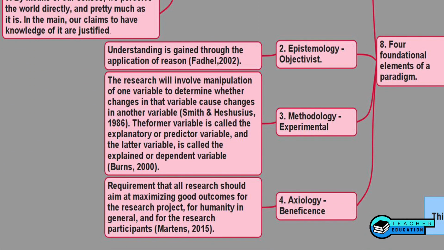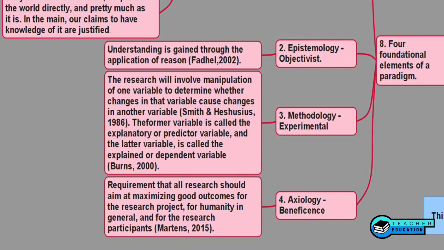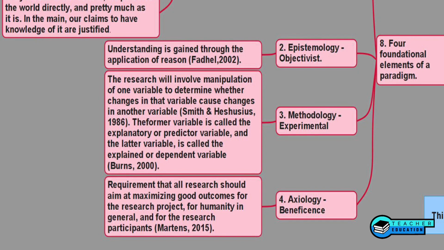The epistemology of the paradigm is objectivist, and the research is purely objective based. An understanding is gained through the application of reason. As mentioned earlier, positivists are more likely to use quantitative methods such as experimental. The axiology of the paradigm is beneficence, the requirement that all research should aim at maximizing good outcomes for the research project, for humanity in general and for the research participants. Moreover, the positivist paradigm respects the privacy of participants and supports informed consent.